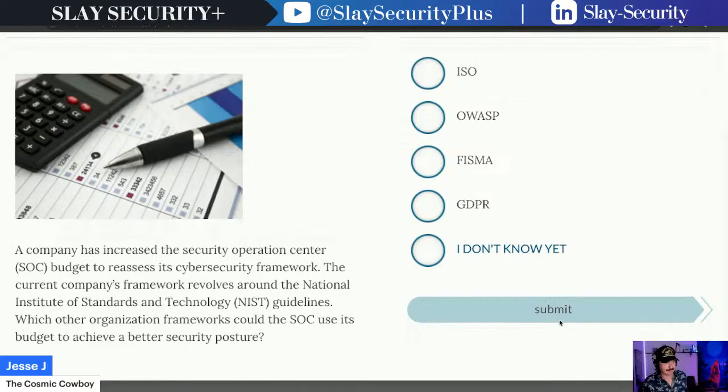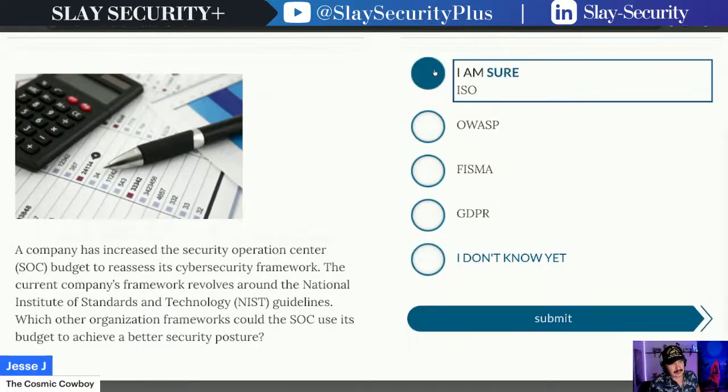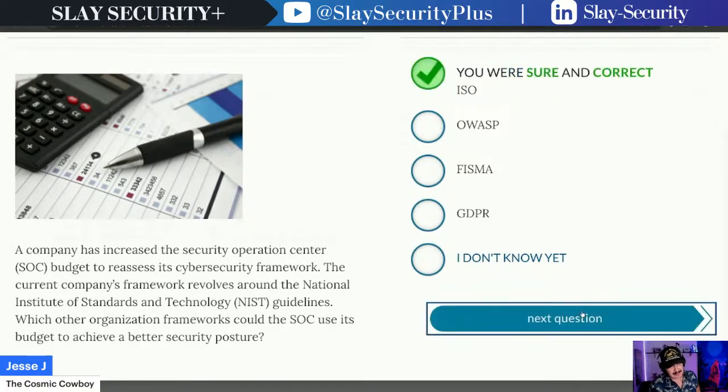I think ISO. FISMA has to do with financial. GDPR covers UK, and OWASP is specifically around web application security. So I'm not sure, but I'm going to go with it. I'm going to send it with confidence because DJ BSec is sure.